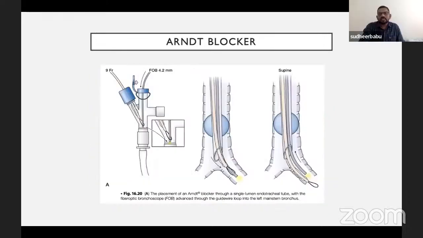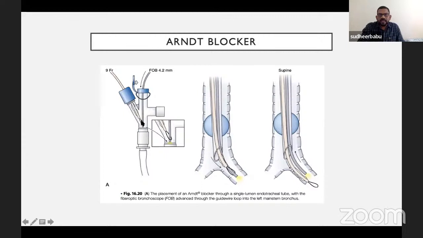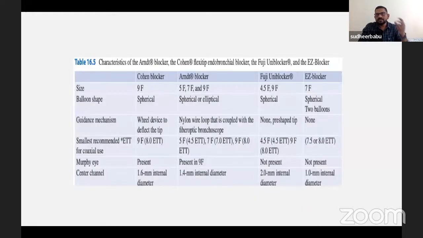Okay. So the most commonly used is the Arndt blocker. It has a loop at the tip. So this is like a multi-port adapter. Through one port we'll be ventilating, through another port the FOB is there, and we have to pass the bronchoscope through this loop, and with the help of that, we can navigate our bronchial blocker into whatever the respective side of the bronchus. Okay. So these are different things.